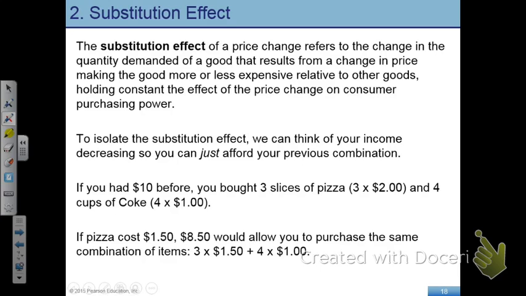So the new bundle is 4 pizza and 4 Coke. And that is consistent with your utility maximization. That is also consistent with your budget, which is $10. With the same budget, as a result of a decline in the price of pizza, you are now able to afford more pizza and the same amount of Coke. Do we all see that?